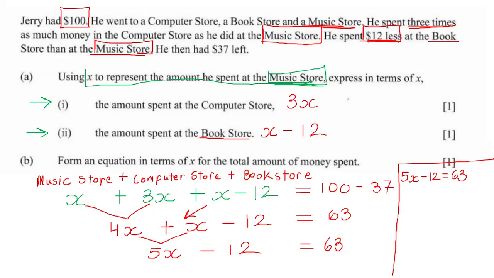How are we going to answer this question? What are we going to do? We're going to bring over the 12, send over the 12 over the equal sign. That becomes what? A positive 12. Yeah, 63.